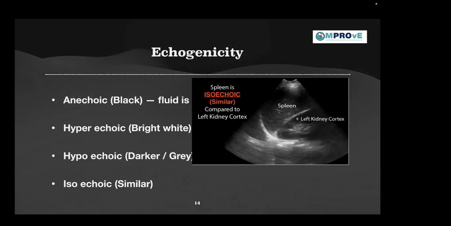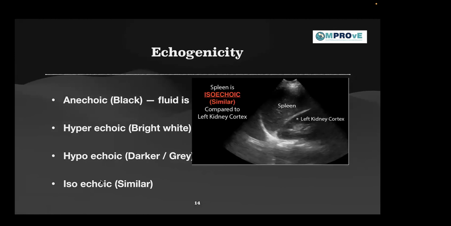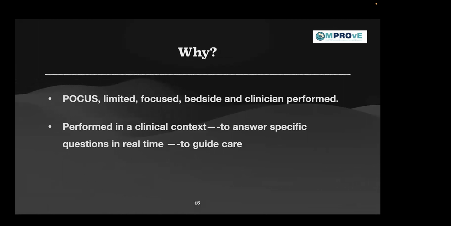So isoechoic is again in terms of relativity, it's similar in echogenicity. So your spleen and liver, or spleen and kidney, kidney cortex to be precise, are isoechoic to each other. So it's just the play between the black and the bright white that gives you the hypoechoic and the isoechoic images.